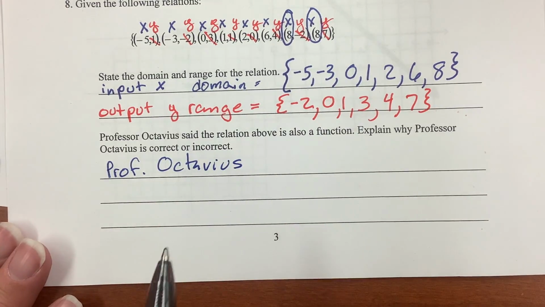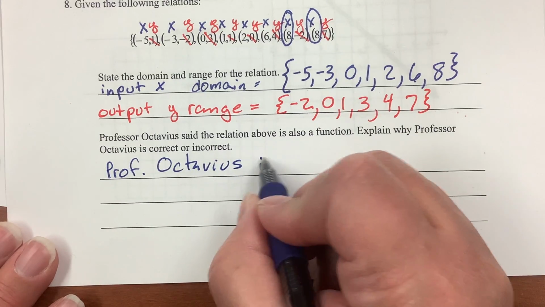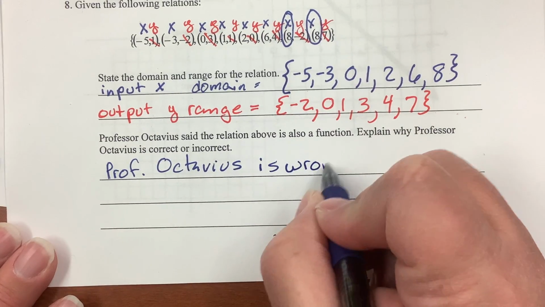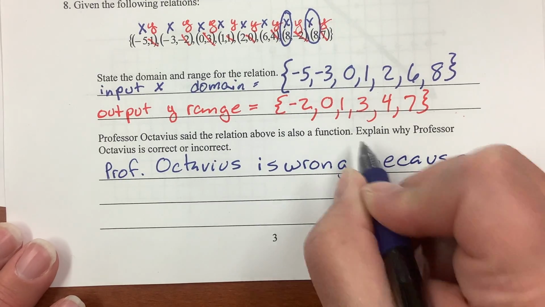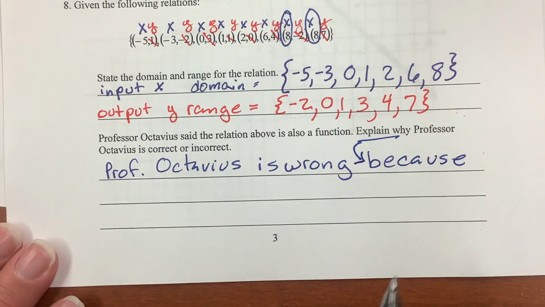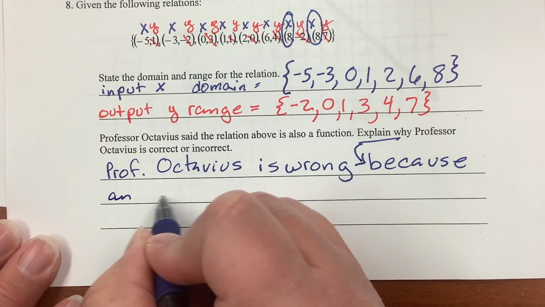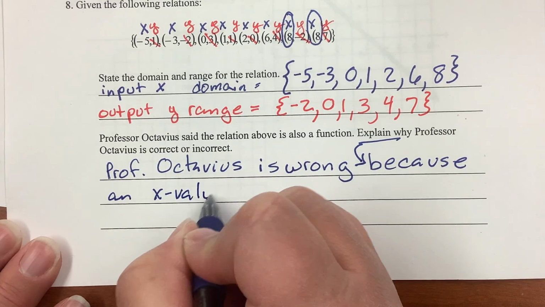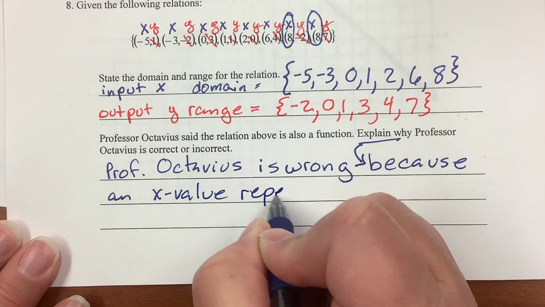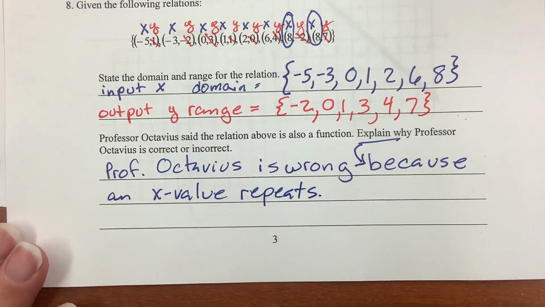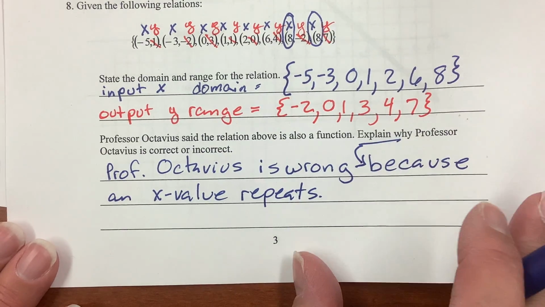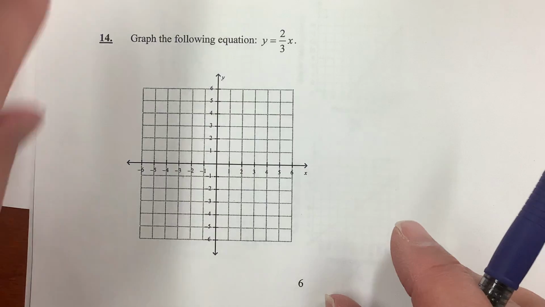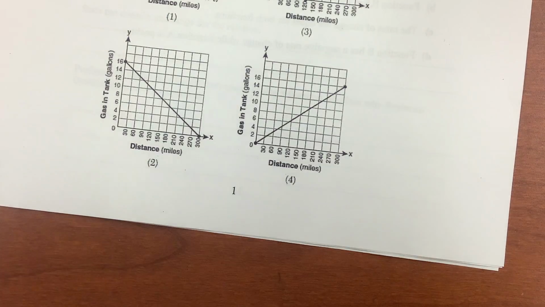Why do I know that name? I don't know. Professor Octavius is wrong because, remember, explain means you need the word because. He's wrong because an x value repeats. Yeah, the x is twice. Okay, so that's all you need. You don't even have to tell him which x value, you just have to say an x value repeats.